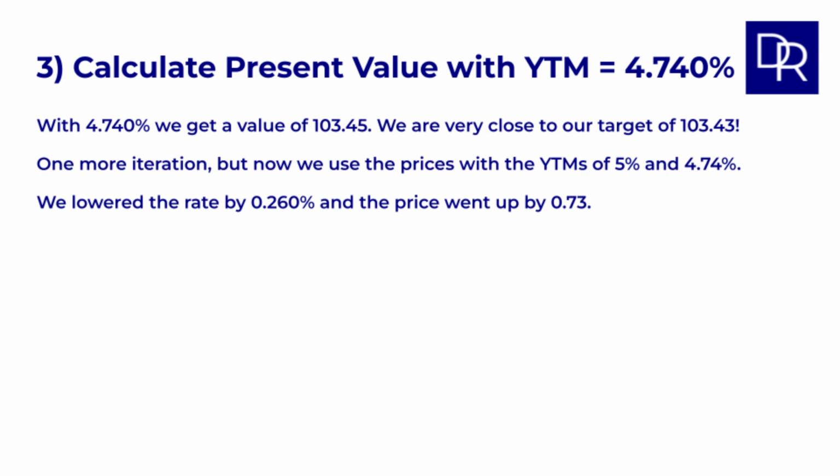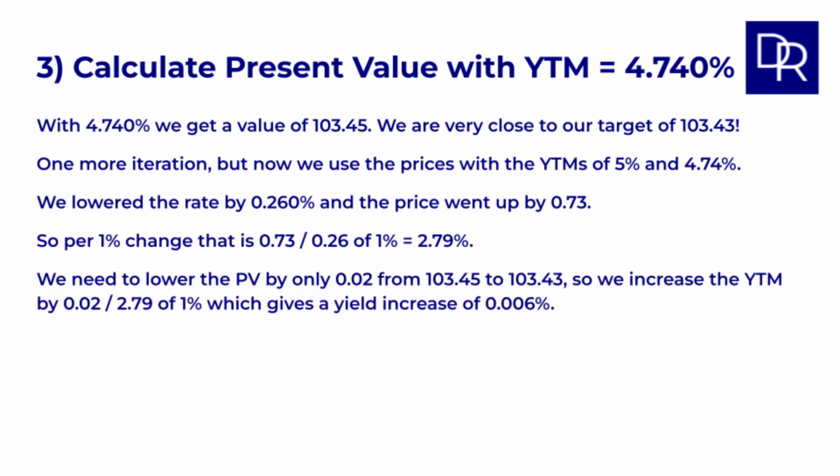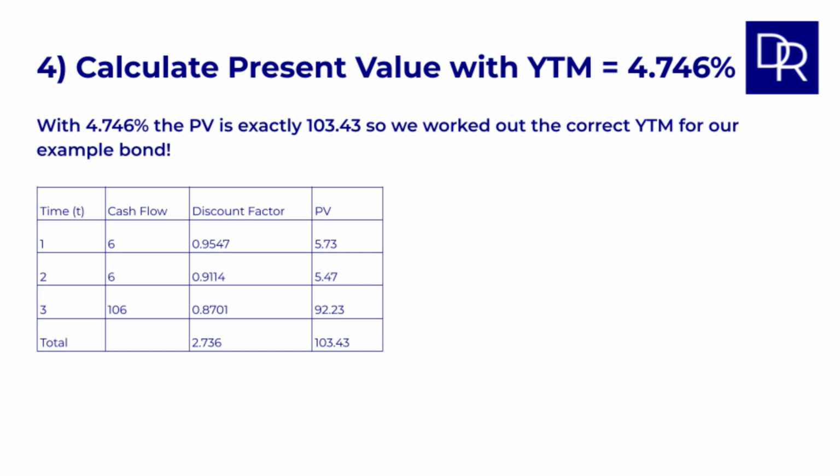So, between these two cases, we lowered the rate by 0.260% and the price went up by 0.73. So per 1% change, that is 0.73 divided by 0.26 equals 2.79. We need to lower the PV by only 0.02 from 103.45 to 103.43, so we increase the yield by 0.02 divided by 2.79 of 1%, which gives a yield increase of 0.006%. So we try as our next attempt 4.746.